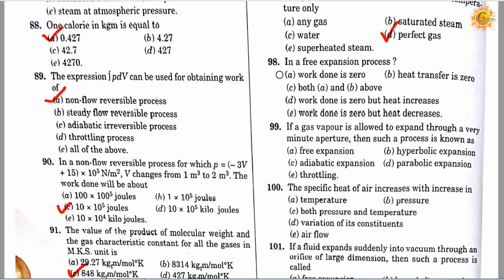Question number 98. In a free expansion process, option A, work done is 0. Option B, heat transfer is 0. Option C, both A and B above. Option D, work done is 0 but heat increases. Option E, work done is 0 but heat decreases. So correct answer is C. It will be both. Work done is 0 and heat transfer is also 0 in free expansion.